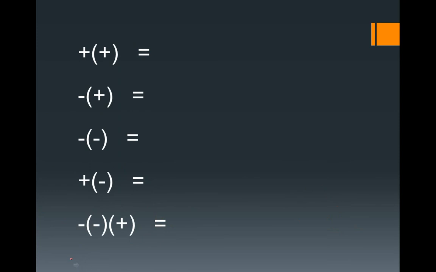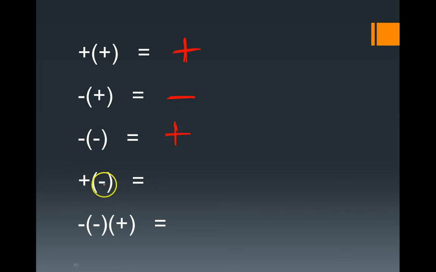Last thing, this is just a little way of thinking about it. A positive times a positive. How many negative signs do we have? We don't have any, 0. So my answer is going to be positive. A negative times a positive. We have 1 negative sign, so my answer is negative. A negative times a negative. We have 2 negative signs. That's an even number, so my answer is positive.